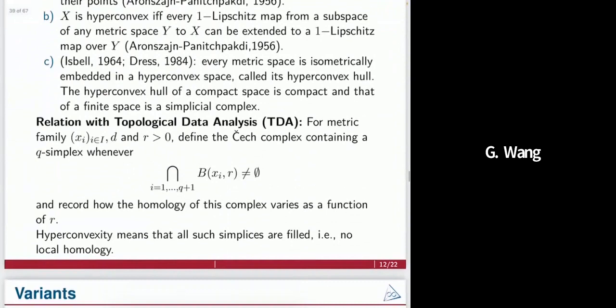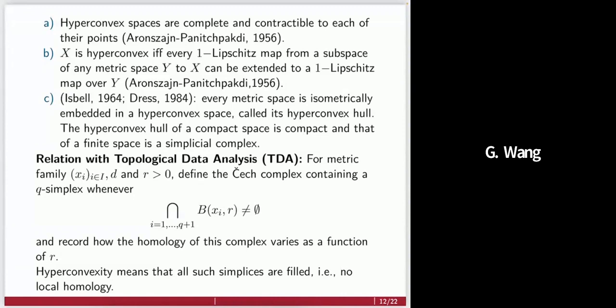Juergen? Yes? Quick clarification question. Before, you said that a Euclidean space is not a tripod space, and then, if I was following correctly, that hyperconvex spaces are tripod spaces, and now you're saying that every metric space is isometrically embedded in a hyperconvex space. So I can embed Euclidean space in a hyperconvex space, and that makes it into a tripod space? Would that be correct? I mean, the hyperconvex hull is a tripod space, not the space itself. Okay, it's a different thing.